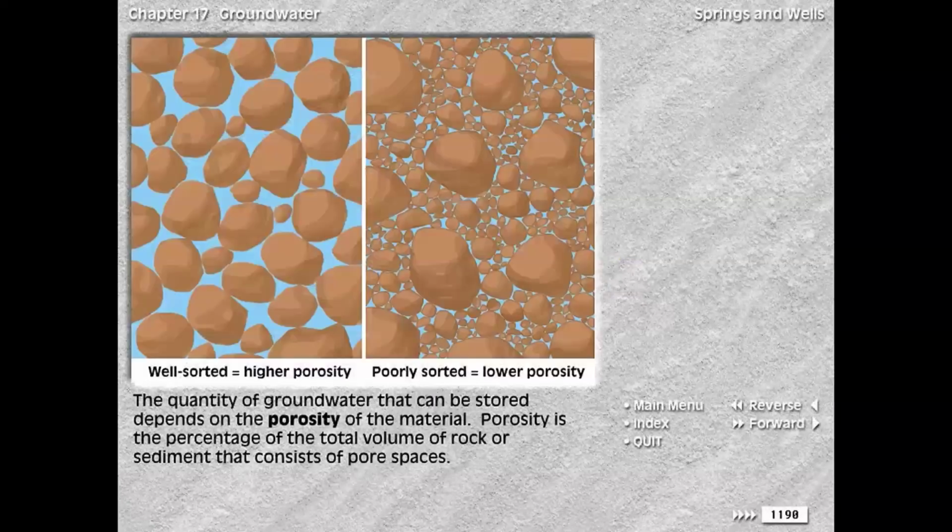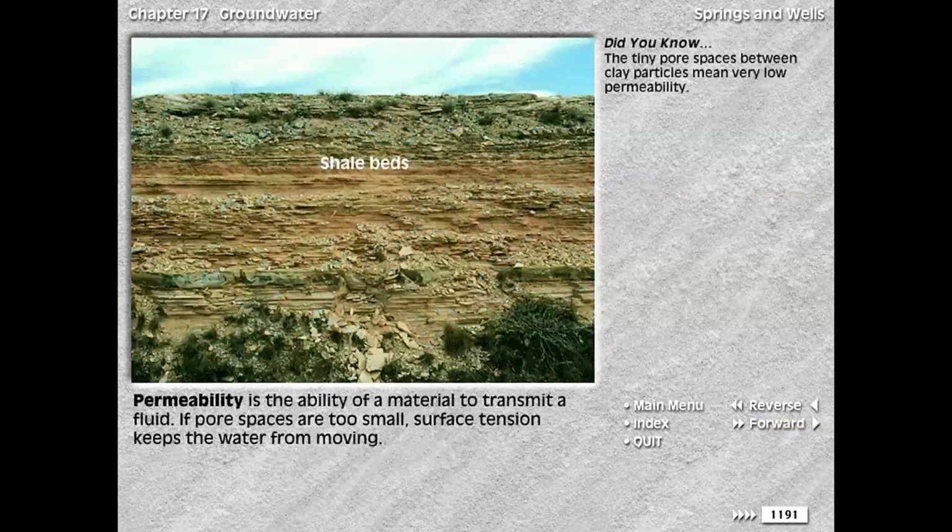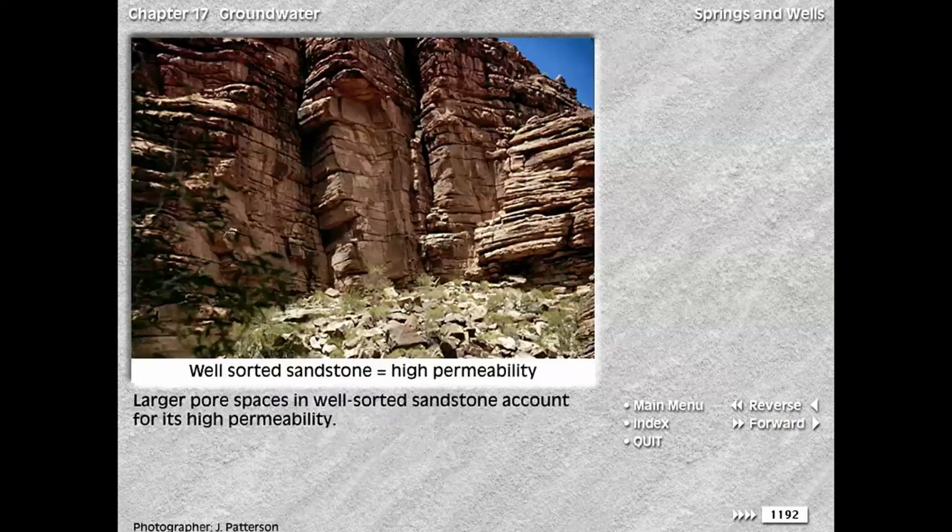The quantity of groundwater that can be stored depends on the porosity of the material. Porosity is the percentage of the total volume of rock or sediment that consists of pore spaces. Permeability is the ability of a material to transmit a fluid. If pore spaces are too small, surface tension keeps the water from moving. Larger pore spaces in well-sorted sandstone account for its high permeability.